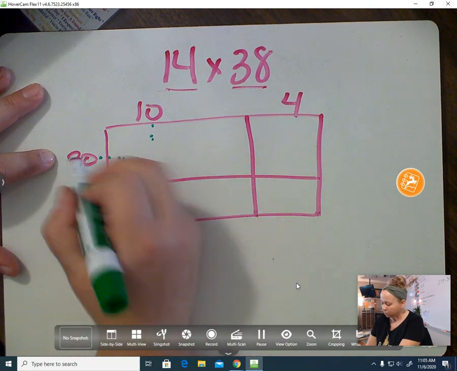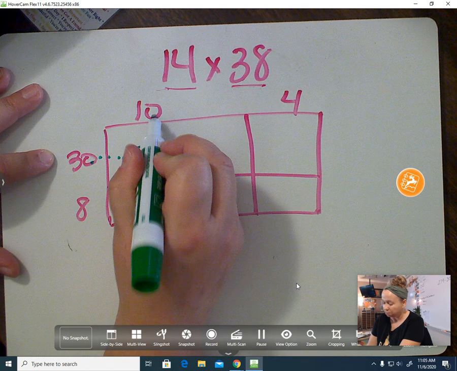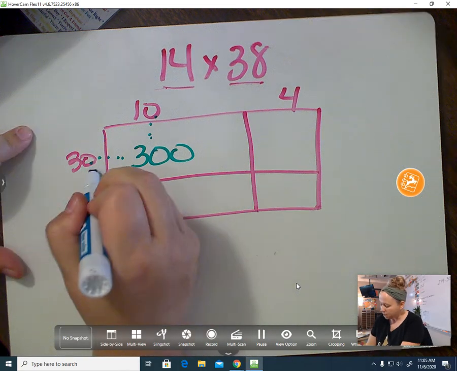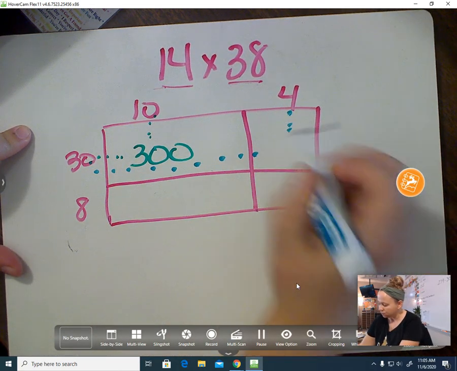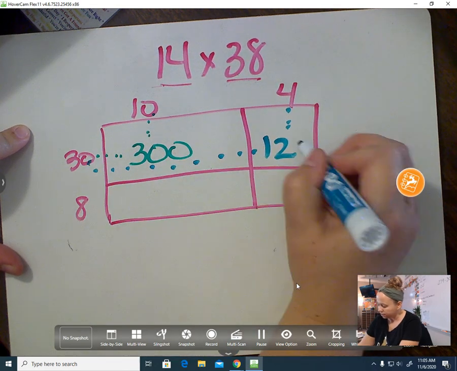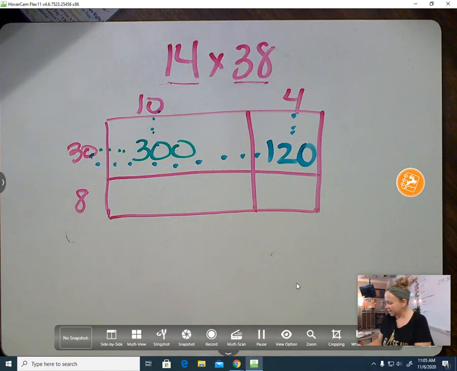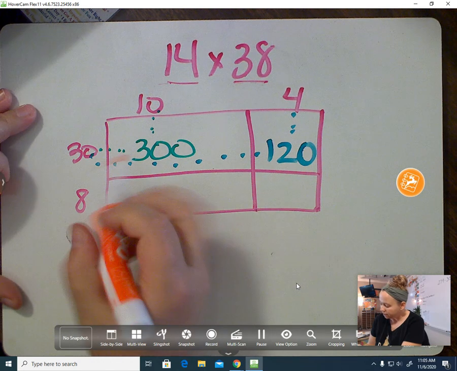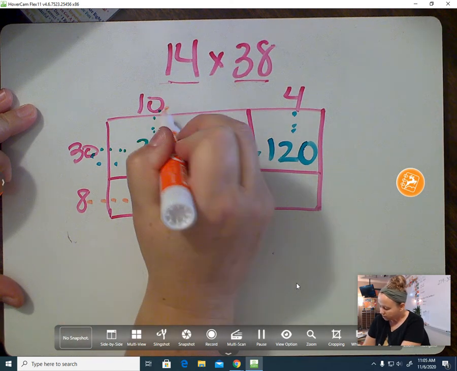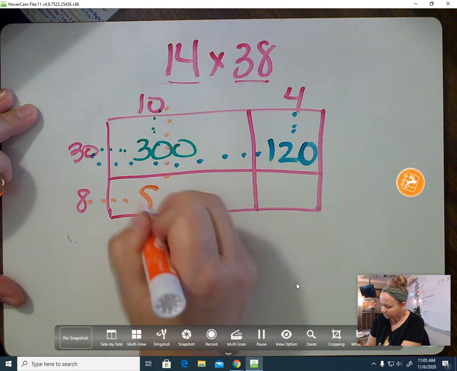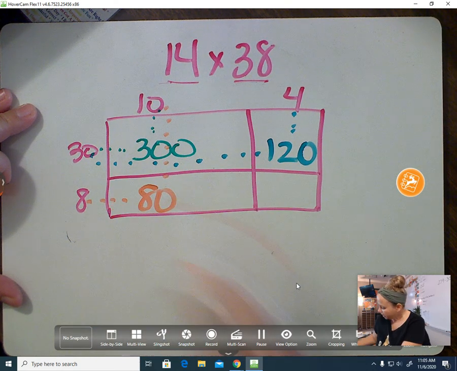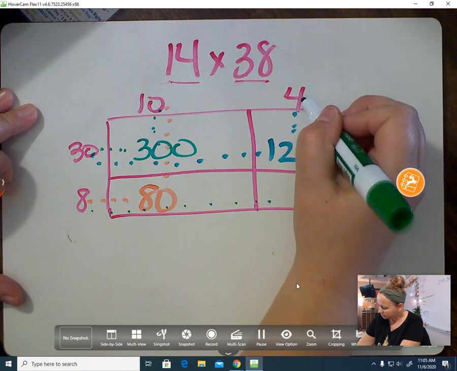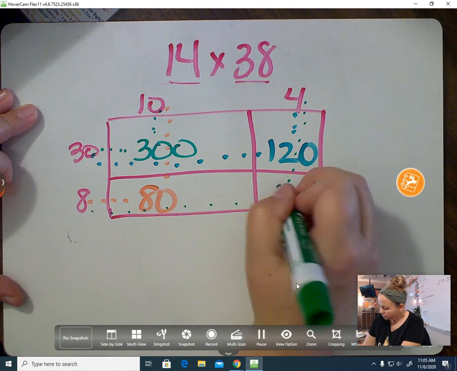Remember when we went like this and we said, we're going to meet in the middle. 30 times 10. Well, 3 times 1 is 3, and then I have 2 placeholder zeros. So I'll put 2 placeholder zeros there, right? And then over here we went meet in the middle. 3 times 4 is 12, and I have 1 placeholder zero, right? Okay, so then I need another color. Let's go with orange. Same thing down here. I'm going to meet in the middle. So this one is 10 times 8, which gives me 80. And all the way over here, I'm going to use my green again because it's my favorite color. I'm going to do 8 times 4. 8 times 4 is 32.